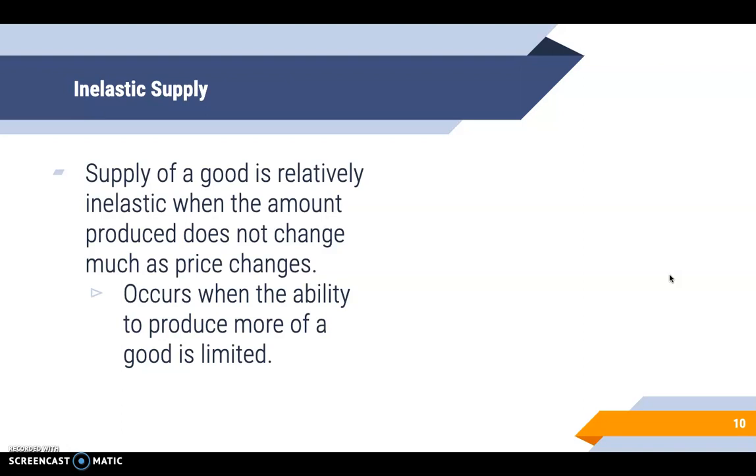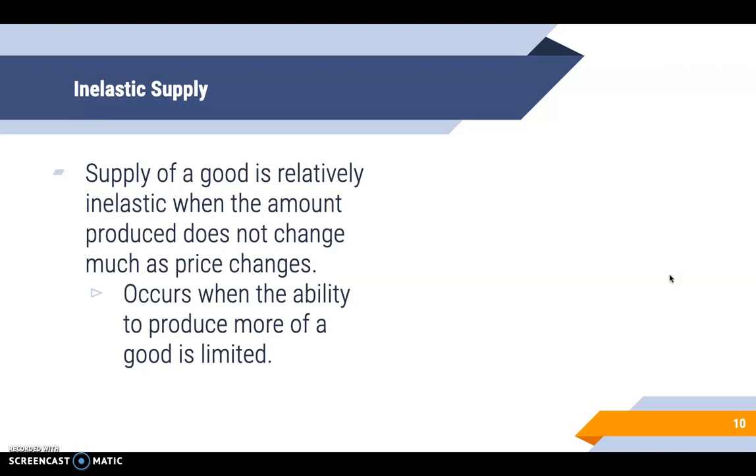we can't really produce much more oil, right? There's a limited amount of oil on this planet, so we can't produce so much of it that we can drop the price drastically. Like, we're never going to see barrels of oil for $5 a barrel. It's never going to happen because there's a limited amount of that good, okay?